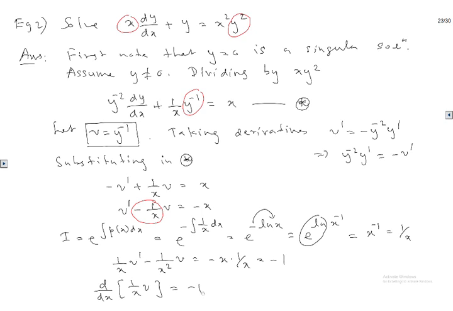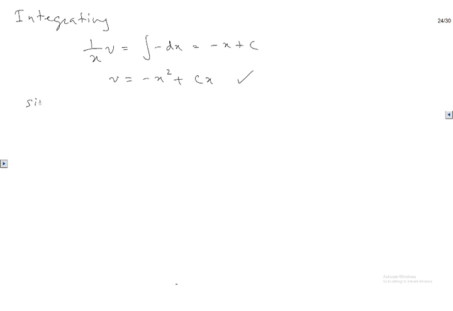Now you can see that this is, by the theory, just the derivative of the product of the integrating factor and v, equal to negative 1. So what do you do? Integrate both sides. So we're going to get 1 over x v equals the integral of negative dx, which is negative x plus c. Now we're going to multiply by x on both sides, so we get v equals negative x squared plus cx. Now we're going to use a substitution, so we solved for v, so that part is done. Since v equals y to the negative 1, we have y to the negative 1 equals negative x squared plus cx.